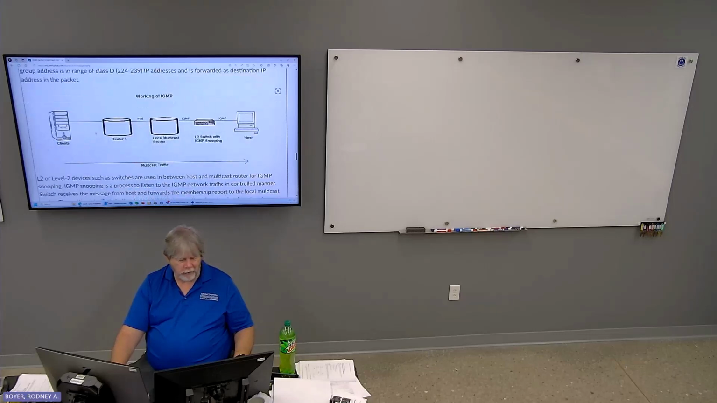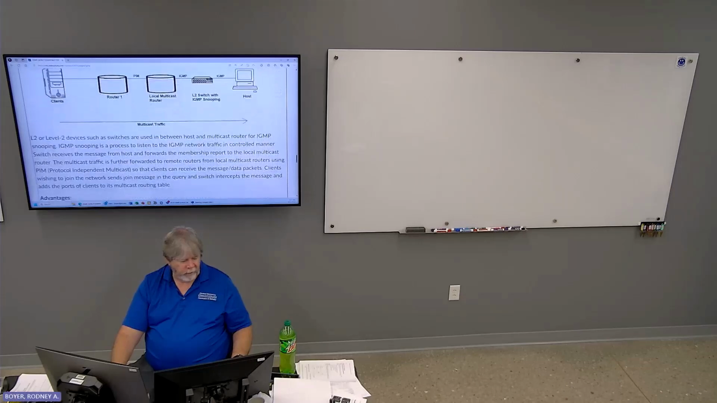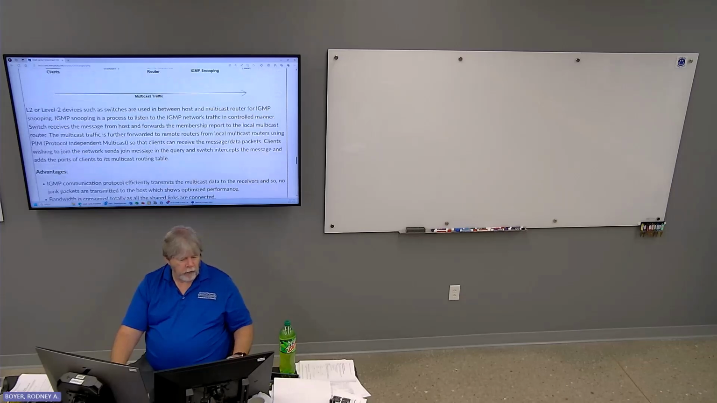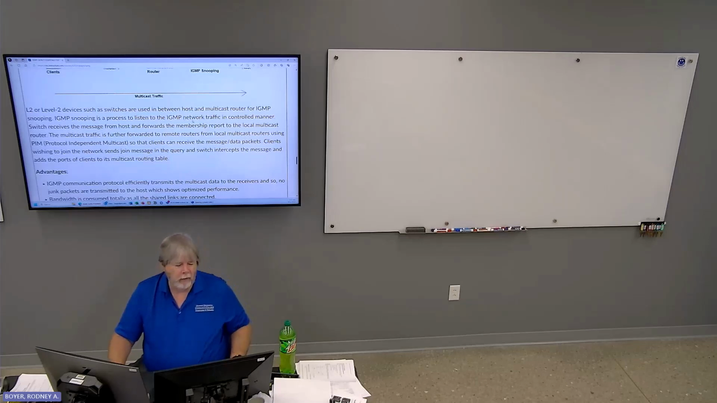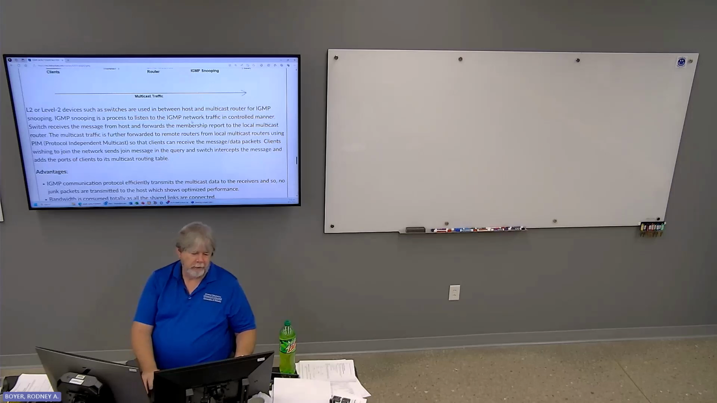So the client talks to the router, goes to the multicast router, level 2 switch, and then to the host. This is IGMP snooping. Level 2 devices such as switches are used between host and multicast router for IGMP snooping. Snooping is a process to listen to the IGMP traffic on the network in a controlled manner.